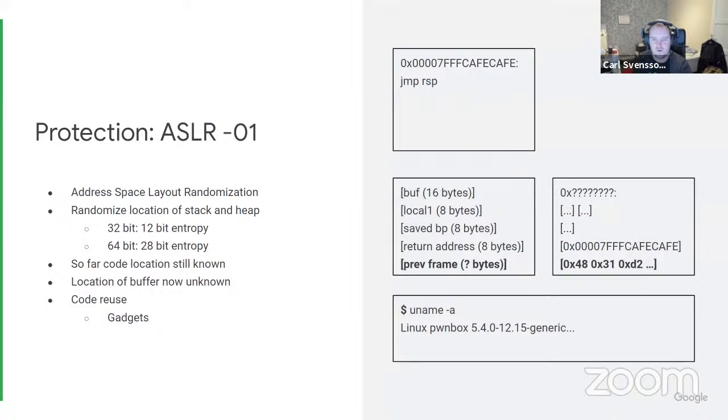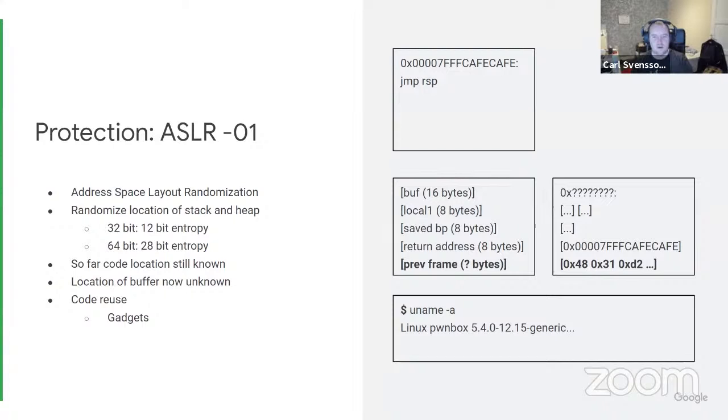So what we can do instead is reuse code that's already inside of the program, because at this point, the location of all the code in memory is still at a fixed address. Let's say there is an instruction somewhere in the program: jump to the stack pointer. And we will know where in memory this instruction is. So instead of jumping directly to our buffer, we can jump to this piece of code in memory. That will execute, and the stack pointer will now be pointing at our code, and then we'll jump there and execute it.